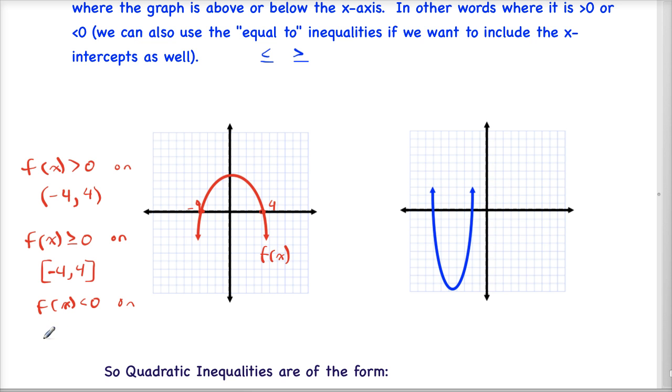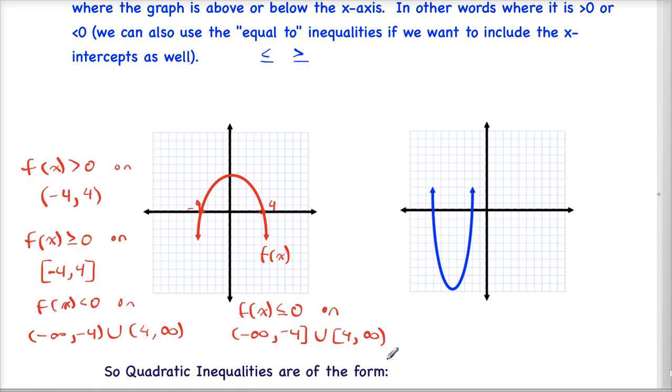So it's on the interval of negative infinity to negative 4. Just going to use parentheses because it's just a less than. And then we can union that with the other interval on which it is negative or below 0, which would be from 4 to positive infinity. And again, another way I could write this is f of x is less than or equal to 0. And if I did that, I would want to include those zeros with a bracket. So those intervals would be negative infinity to negative 4 bracket, union, bracket, 4 to positive infinity.